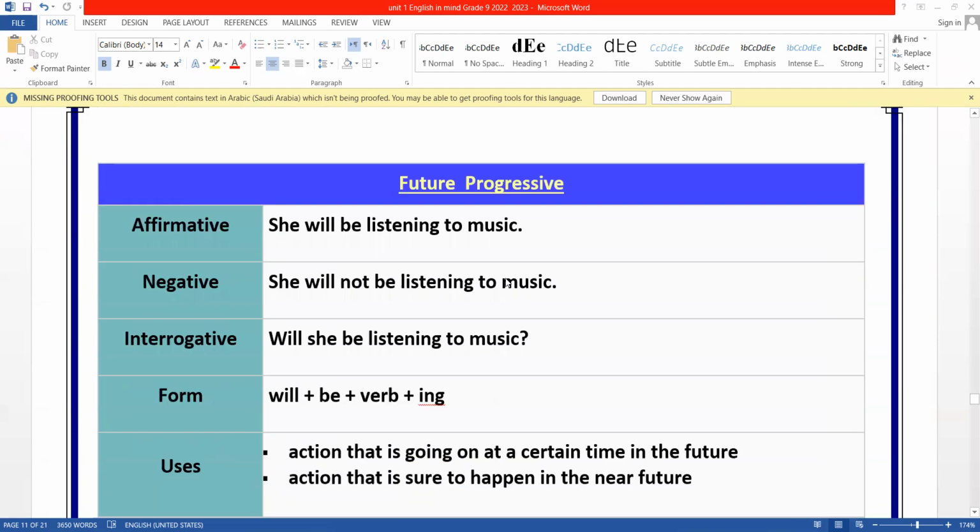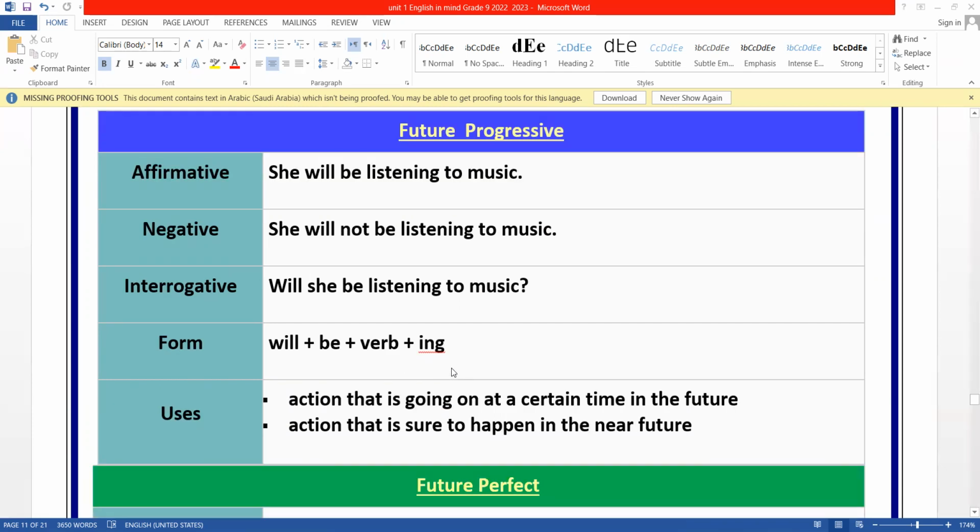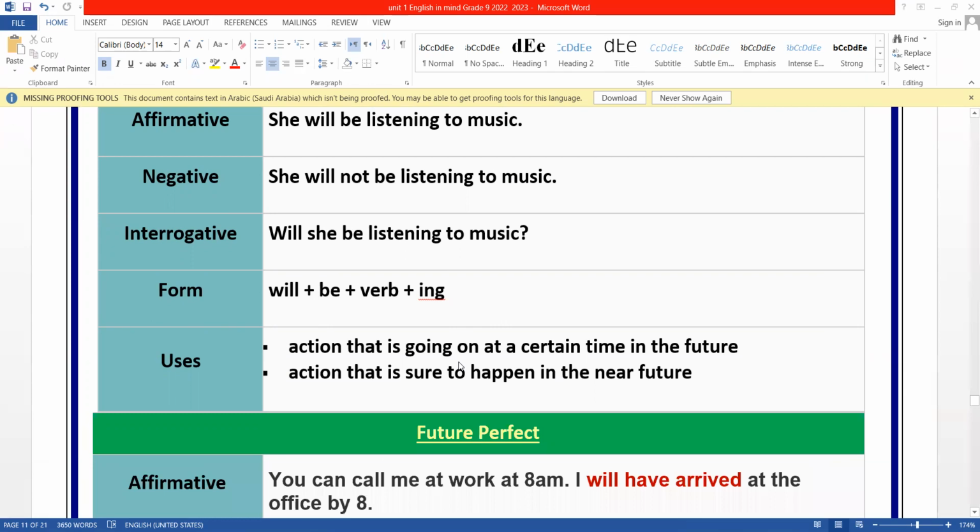Future progressive: she will be listening to music. She will not be listening to music. Will she be listening to music? Will plus be plus verb ing. This is the form of future progressive or future continuous. We use it when we have an action that is going on at a certain time in the future. For example, don't visit me at 7 o'clock in the evening. I will be watching an important match. I will be having a meeting with my staff. It is an action that is sure to happen in the near future.